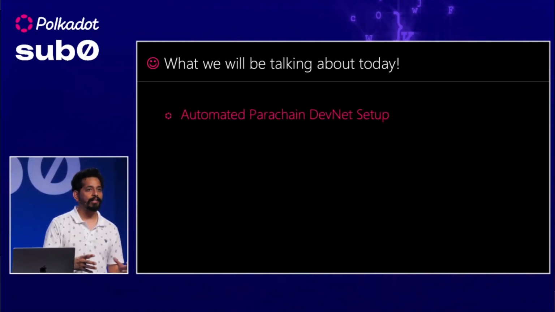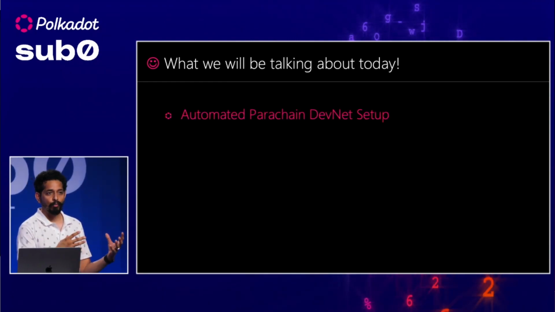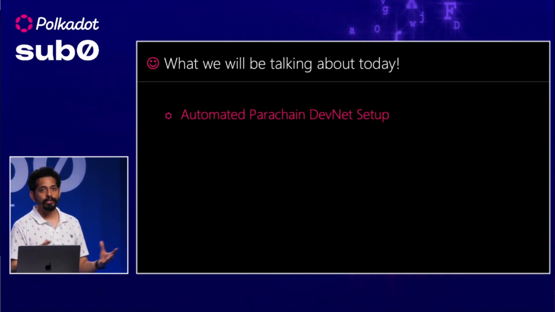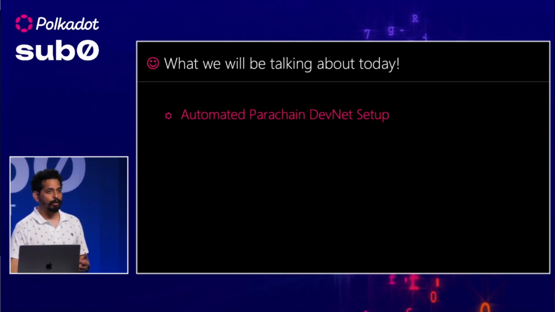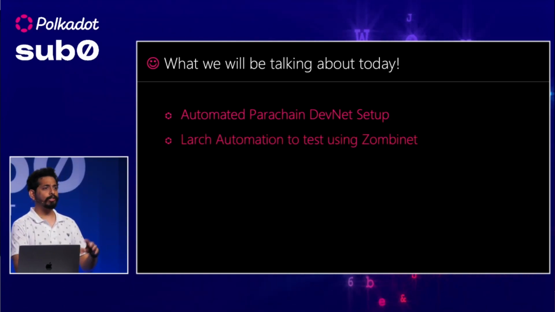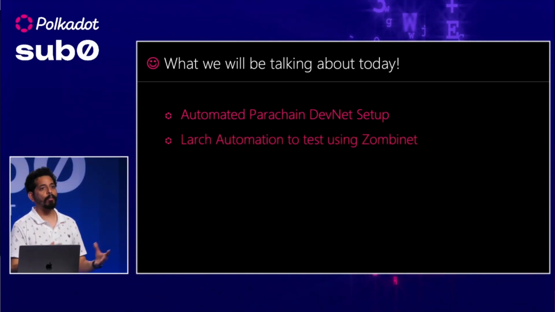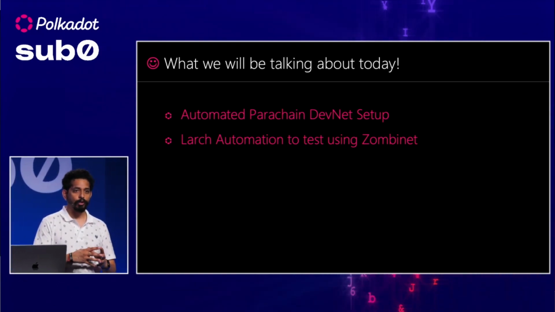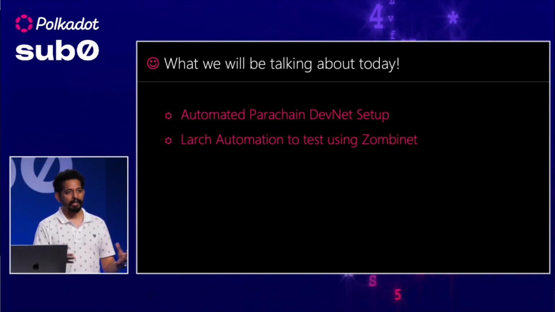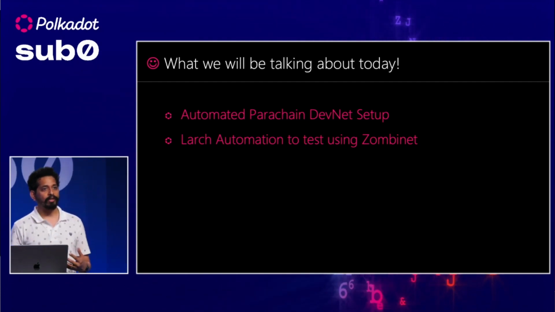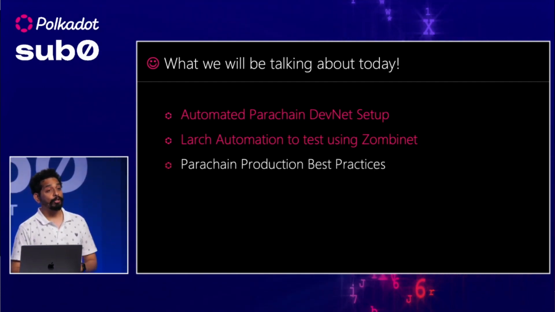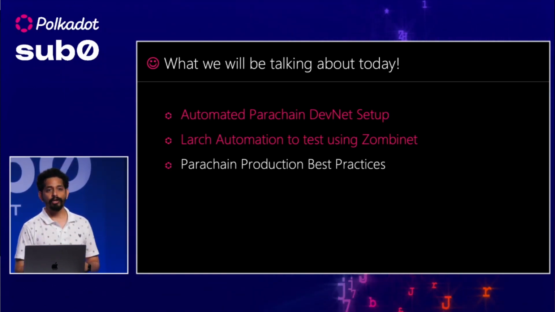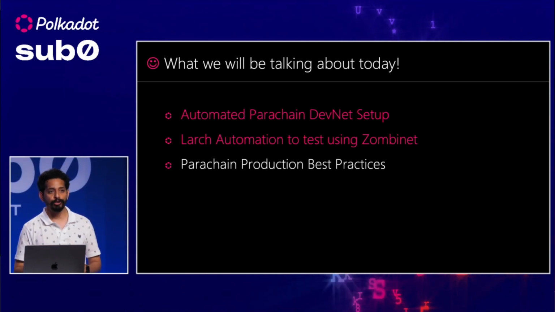What we'll be going through today is, of course, the most important bit. How do you create a parachain, automate it through our one-click deployment, DevNet setup platform, and how to monitor it, manage it with ease. And then beyond this, we'll be talking about Larch, which is an open source automation we have created. We'll talk about Larch more on the later slides. So Larch is going to help you test parachains at scale, to the teeth with ZombieNet running underneath. And then we'll talk about the production best practices, what you need to take care of, what it takes to run into production or to take your parachain to production.